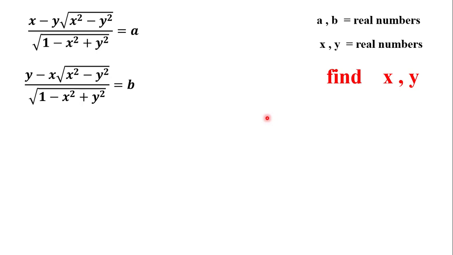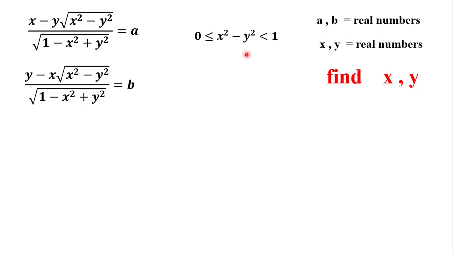In the first step, we need to find the domain of a and b. x squared minus y squared must be greater than or equal to 0, and 1 minus x squared plus y squared must be greater than 0. So x squared minus y squared is less than 1, and from the two inequalities we can write that x squared minus y squared must be greater than or equal to 0 and less than 1.